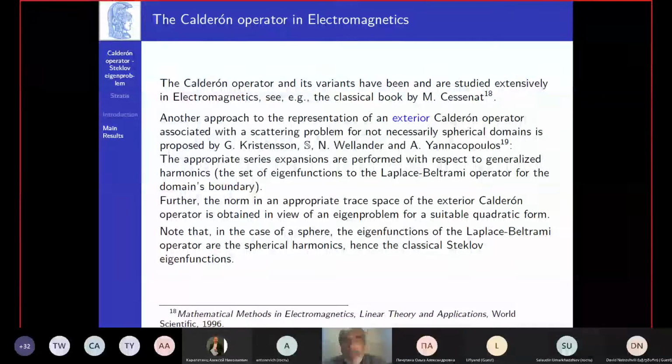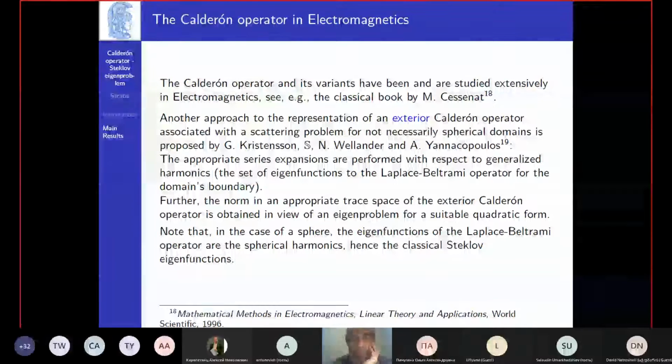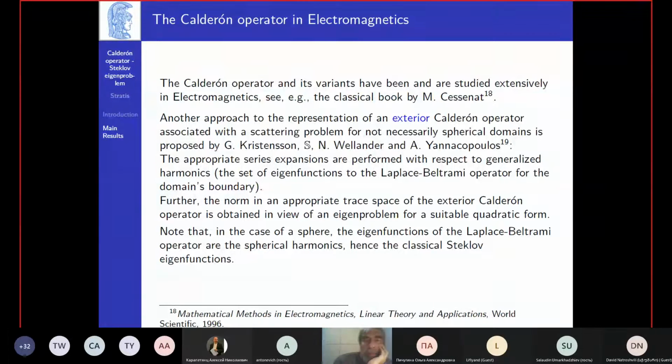Many examples can be found in the classical book by Michel Cessna. Recently, and some of you have listened to me talking on that, for example, last September of 2019 in Batumi, and earlier again in Rostov. There is a representation of the exterior Calderon operator, and not necessarily for spherical domains, which is done by Gerhard Christensen, Niklas Velander, Thanasi Yannakopoulos, and me. And so I'm not going to say any more because time is passing.